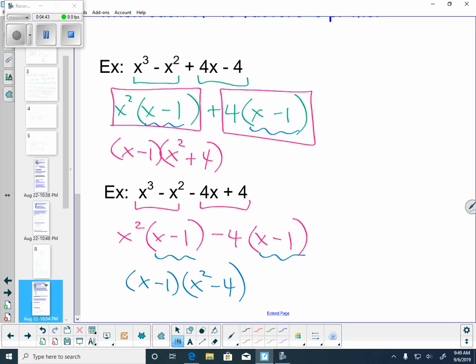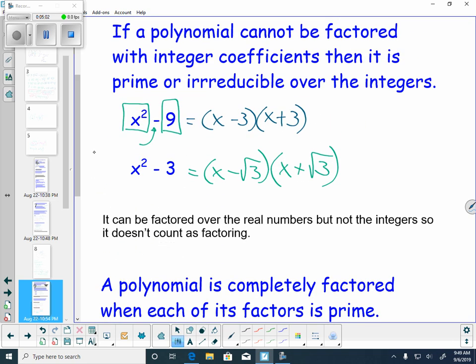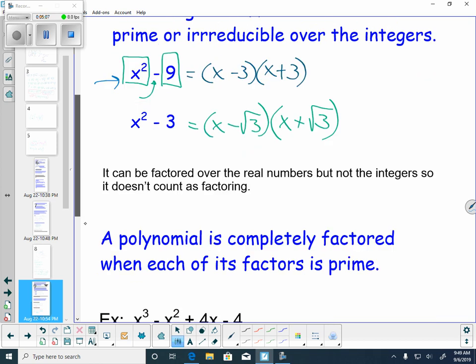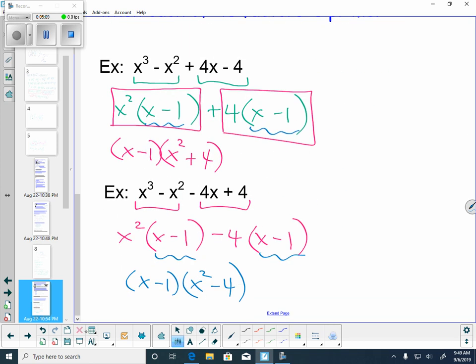Can we factor either of these factors further? Caitlin, what do you think? Either one? I think this one looks a lot like this one, doesn't it? And we factored a difference of 2 perfect squares. So Caitlin, how would we factor x squared minus 4?